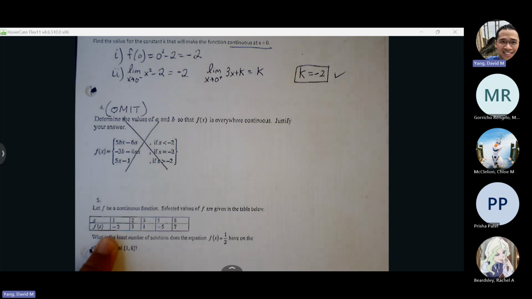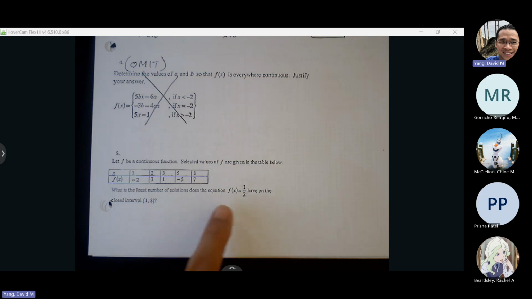But number 5, let f be a continuous function. What is the least number of solutions the equation f of x equals 1/2 have on this closed interval? So I think if we just sketch this graph out, we can convince ourselves, right? We're going to connect all the dots, and how many times is the graph going to have to cross y equals 1/2 if we connect all the dots?